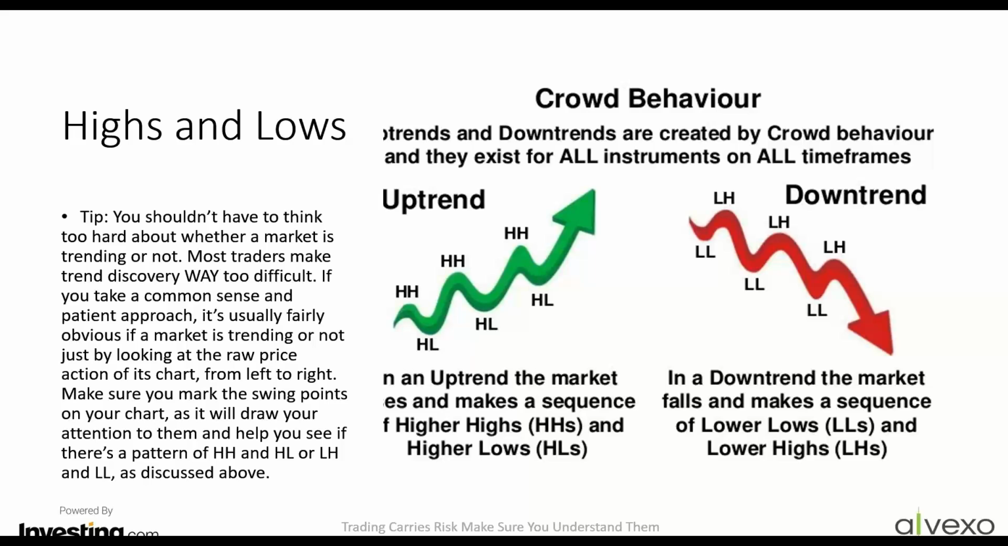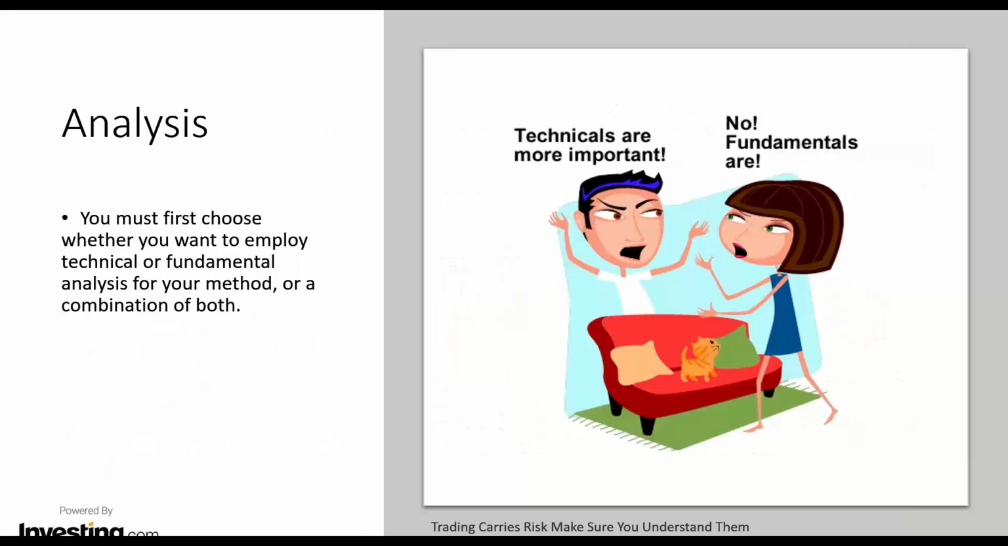So you shouldn't have to think too hard about whether a market is trending or not. Most traders make trend discovery way too difficult. If you take a common sense and patient approach, it's usually fairly obvious if a market is trending or not just by looking at the raw price action on the chart. Make sure you mark the swing points on your chart, as it will draw your attention to them and help you see if you're making a pattern of higher highs and higher lows, or lower lows and lower highs.